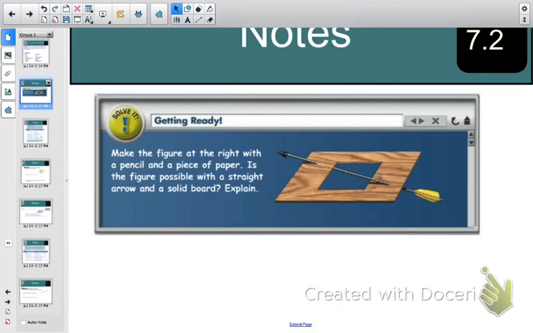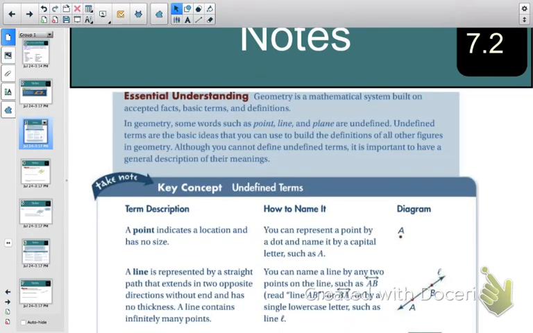We're going to talk about what this board would represent in terms of geometry and what the arrow would represent mathematically. Geometry is a mathematical system built on accepted facts, basic terms, and definitions. The very basic things we're using are words such as point, line, and plane. These are all undefined terms, and undefined terms are basic ideas that you can use to build definitions of other figures in geometry. Although you cannot define undefined terms, it is important to have a general description of their meanings.